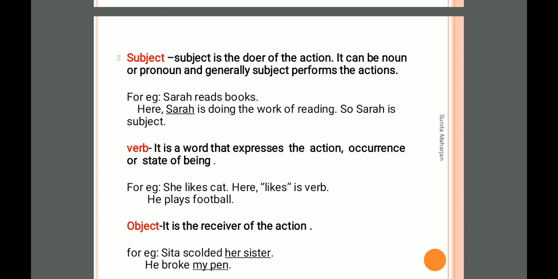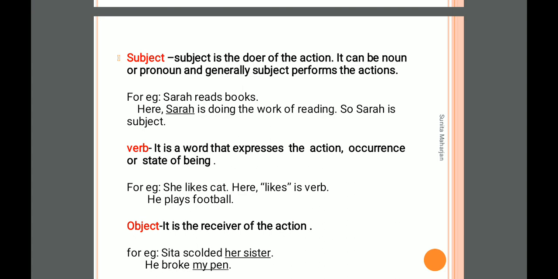Subject can be noun or pronoun, and generally subject performs the actions. So, what is subject then? Subject is the doer of the action. Subject is the noun or pronoun who performs the action. That's why we can say subject is the doer of the action. For example, Sarah reads book. Here, Sarah is doing the work of reading, so Sarah is a subject.